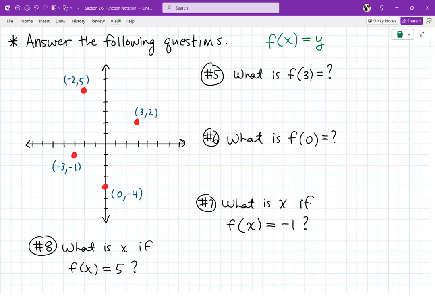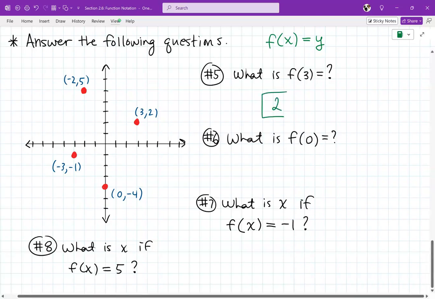When they ask number 5, what is f of 3? Well, if f of x equals y, that means I'm looking for the y value when x is 3. Look at the graph. Look at all the points. There's a point there that has an x of 3. What's the y value on it? 2. So that's your answer, because f of 3 is equal to 2. That's a point right there, 3 comma 2.